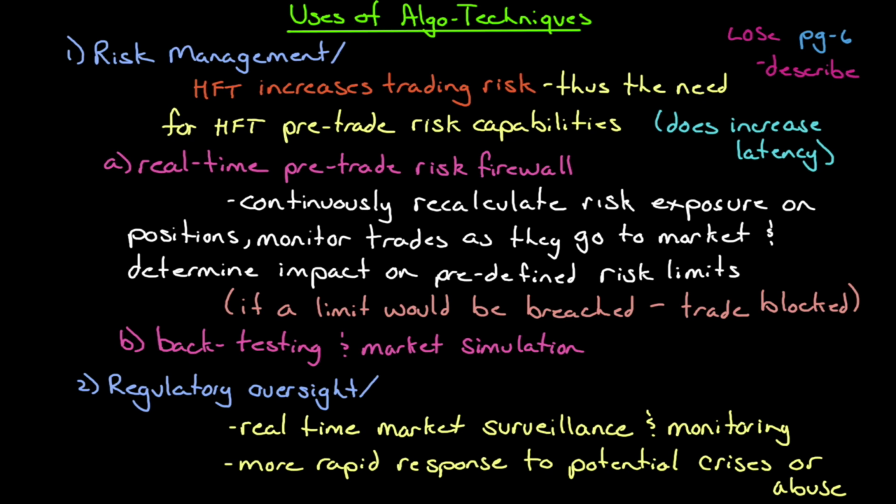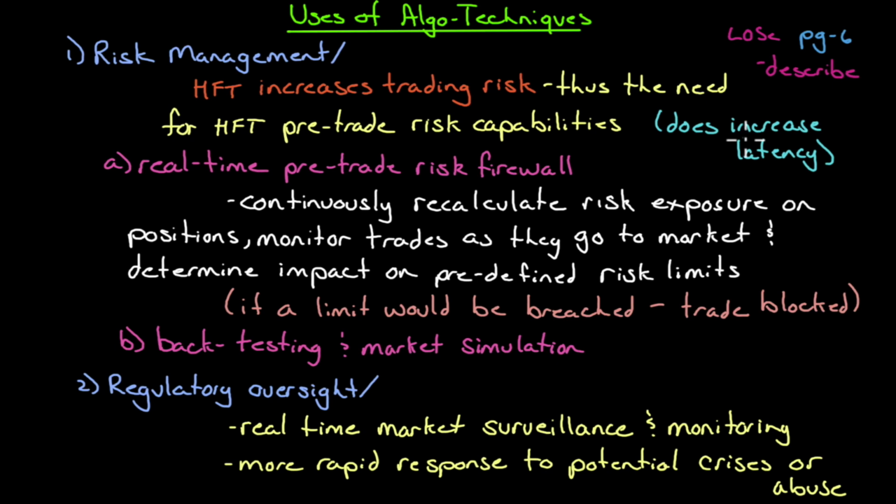When we say the use of technology, we mean the use of algo techniques in terms of risk management and regulatory oversight. For risk management, it's kind of a double-edged sword. High-frequency trading increases trading risk. Thus, the need for high-frequency trading pre-trade risk capabilities. So if that increases risk, then you have to manage that risk. You need some kind of pre-trade risk capability. The problem with putting this in is it's more lines of code that need to be executed.